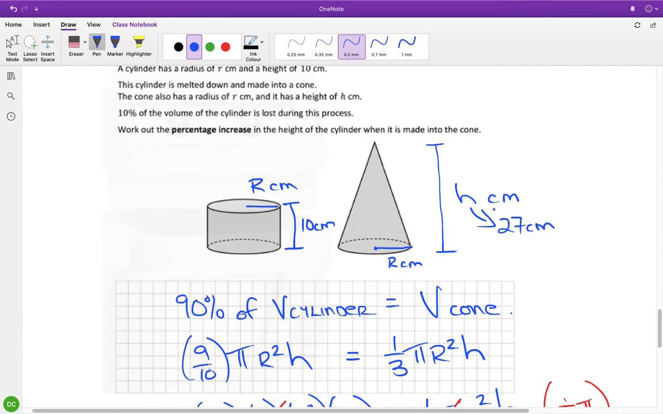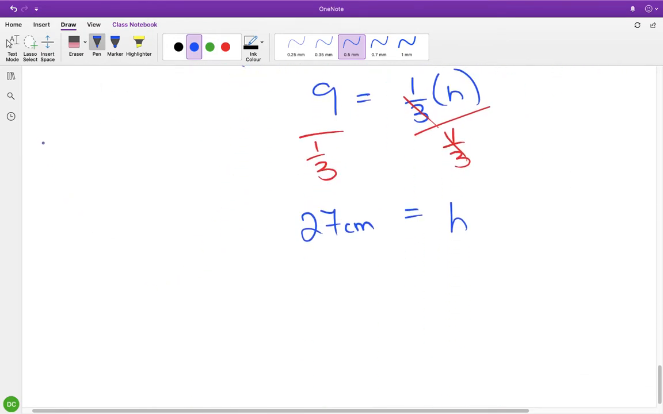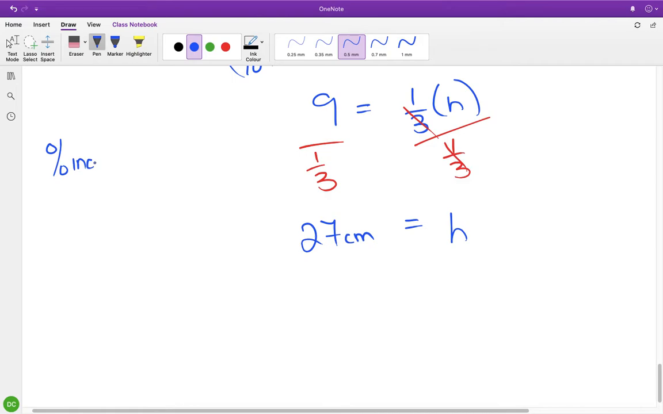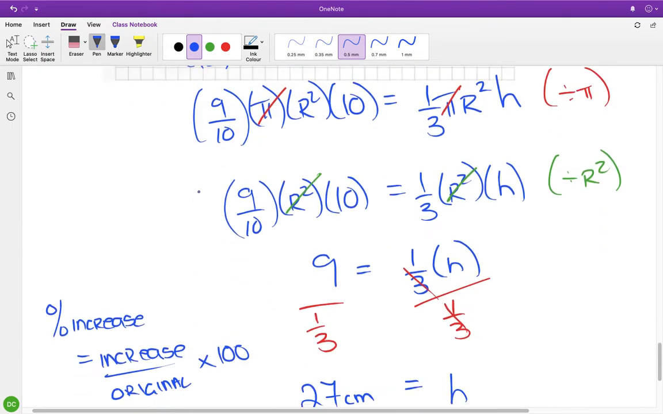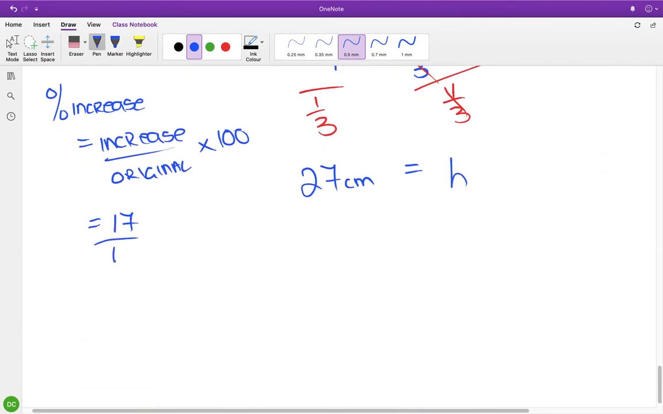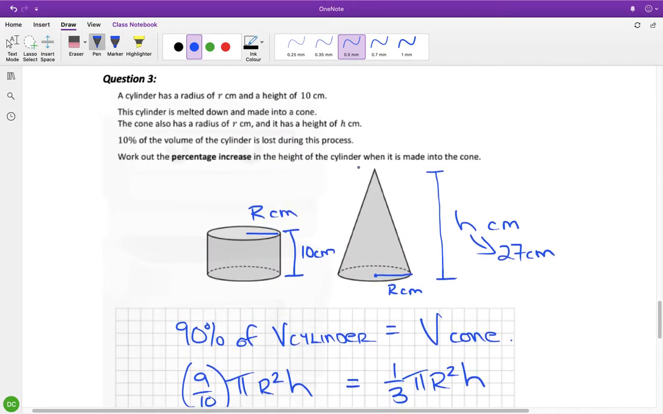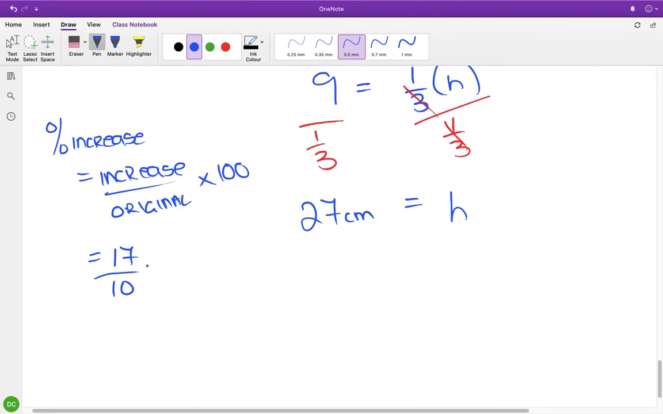But that isn't actually what we were asked. We were asked for the percentage increase. So we have to go a step further. To get the percentage increase, you have to put the increase over the original and then multiply by 100. So the increase is going to be, what, 17 over 10. It is the percentage increase of the height of the cylinder, and then multiply by 100. So that is 170% increase.